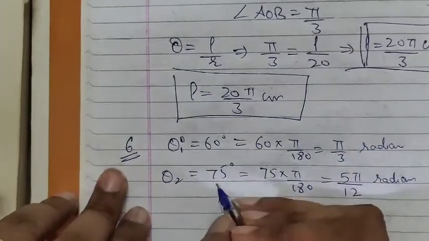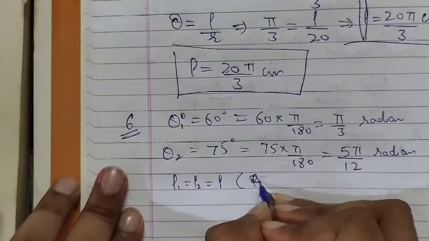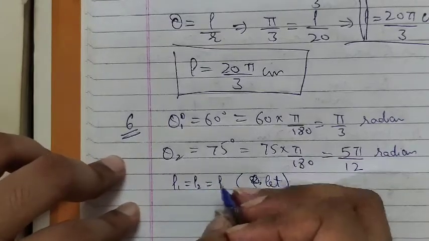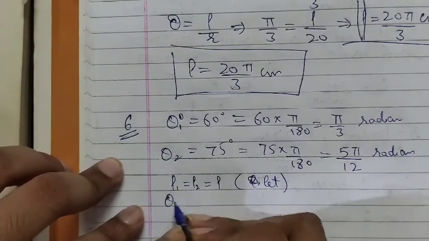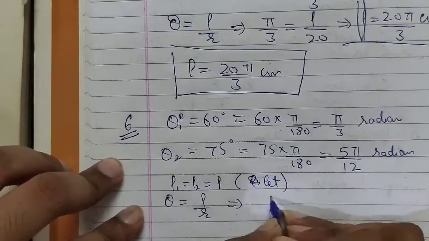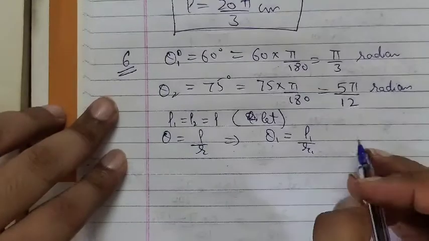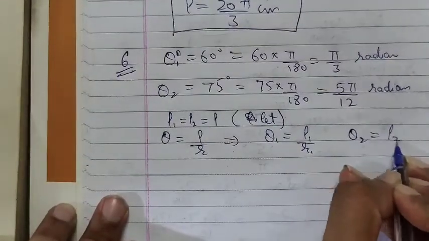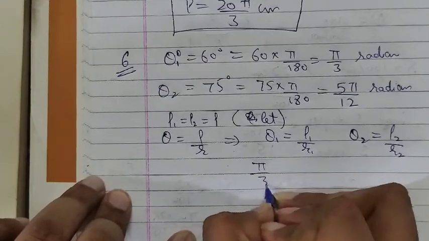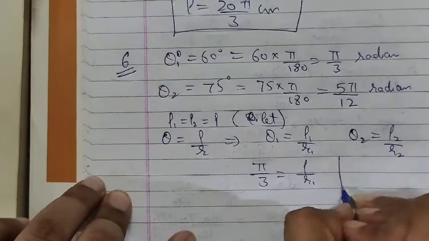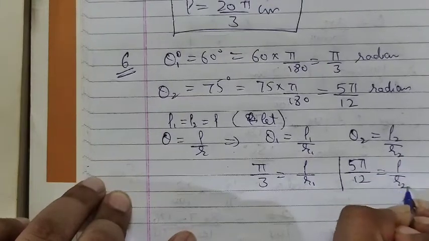Now we have got theta 1 and theta 2. L1 is equal to L2. Let's take it as L, the length of arc, because both the lengths of arc are the same. And we have to find the ratio of their radii, right? So we all know theta is equal to L upon R. So theta 1 is equal to L1 upon R1, and theta 2 is equal to L2 upon R2. So theta 1: pi by 3 is equal to L upon R1. Theta 2: 5 pi upon 12 is equal to L upon R2.